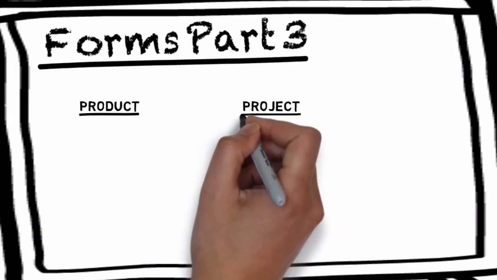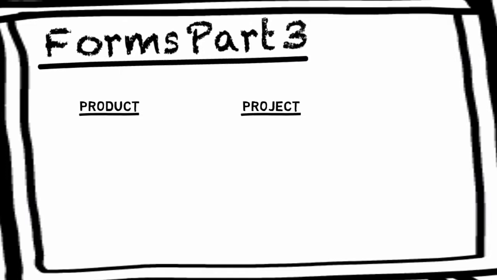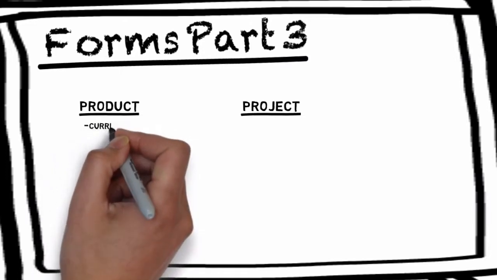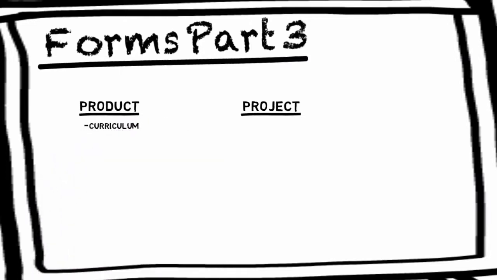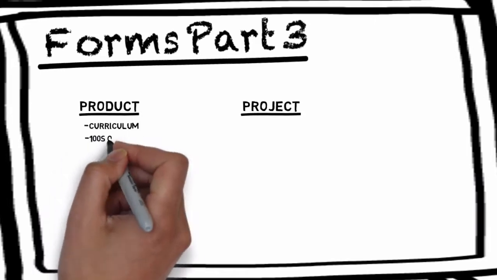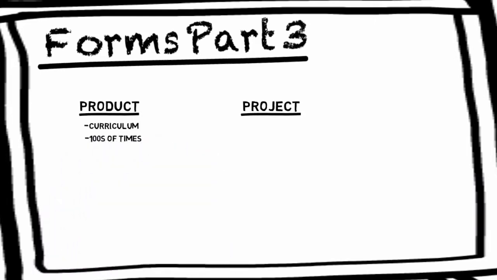A product is the actual curriculum and structure of the class. For example, an aspect of the product is having a grading session on the last day. This will happen in every instance that you teach this course. A product can happen hundreds of times because it's a course schedule.